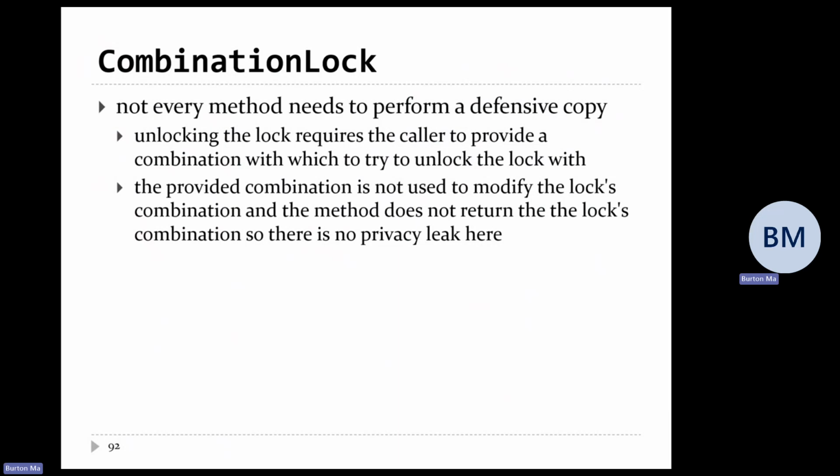So for example, if you want to unlock the lock, what do you need to do? The caller is going to pass in an array with, I guess, a trial combination. You're just going to compare the elements of that array to the combination. If they're the same, you'll unlock the lock. Now notice that the combination that's being provided, you're not using that to change your combination. So there's no point in copying the incoming array.